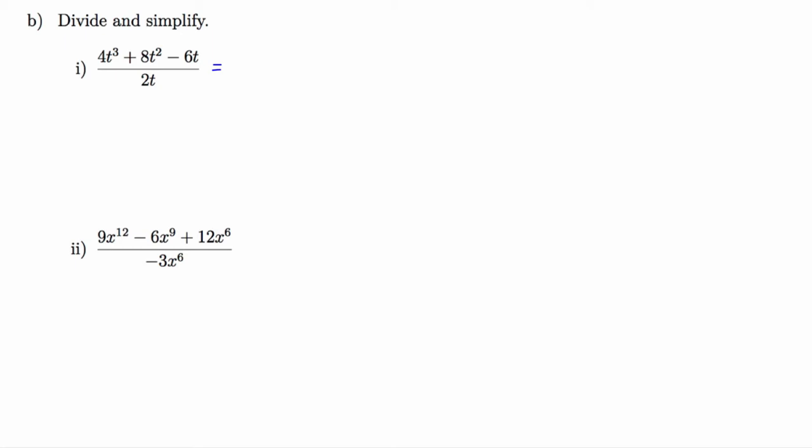So our first step will be to take 4t to the third plus 8t squared minus 6t all over 2t and write it out as 4t to the third over 2t plus 8t squared over 2t minus 6t over 2t. Once we've split this up into 3 separate division problems, it really becomes a problem of just dividing monomials.